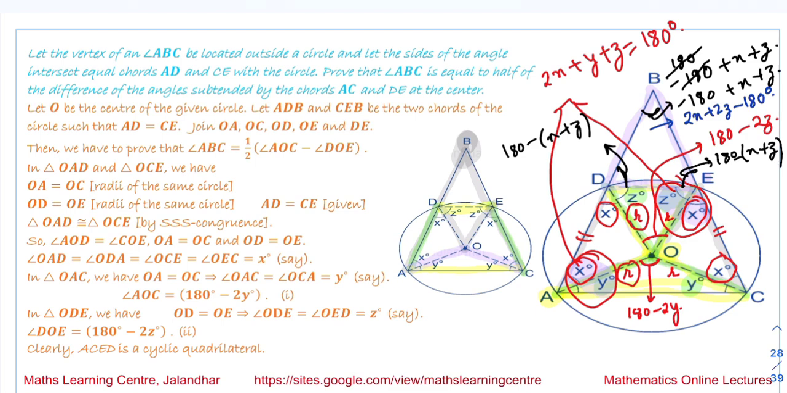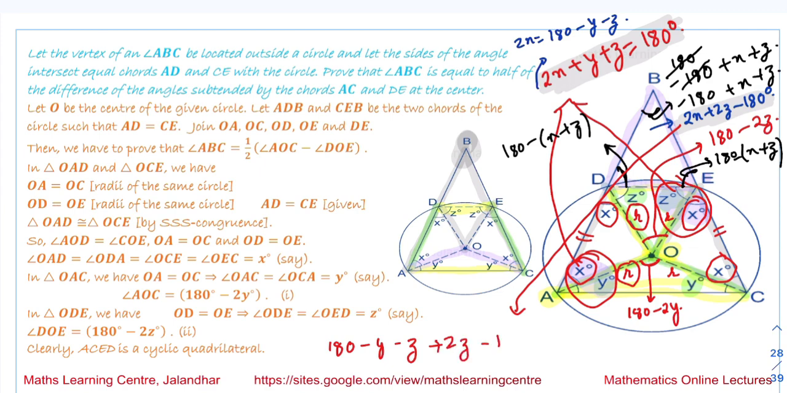Now we have two equations over here. One is this equation, that is 2x plus y plus z is equal to 180, and this equation gives us 2x is equal to 180 minus y minus z. And second, the value of this angle we are having over here is 2x plus 2z minus 180. So if we substitute the value of 2x over here, we get that the value of this angle is 180 minus y minus z plus 2z minus 180. These two 180 get cancelled and we are left with z minus y.